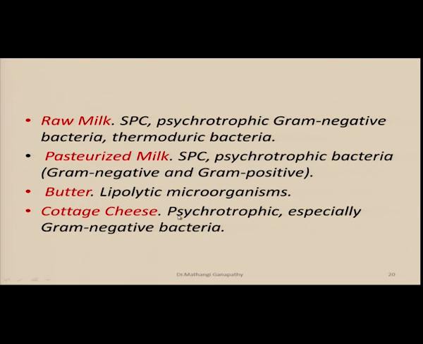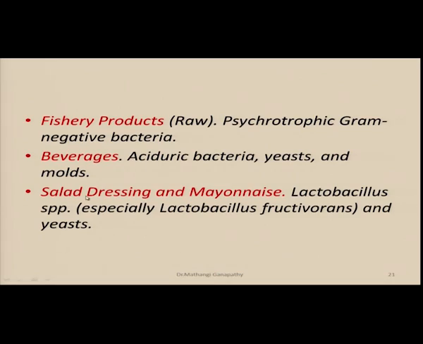So, depending upon the type of food we are talking about, the type of microbe whose number we are trying to elucidate and enumerate will vary. In fishery products, we look for psychrotrophic gram-negative bacteria. In beverages, we look for aciduric bacteria, yeasts and molds. In salad dressing and mayonnaise, we look for lactobacillus and yeast.